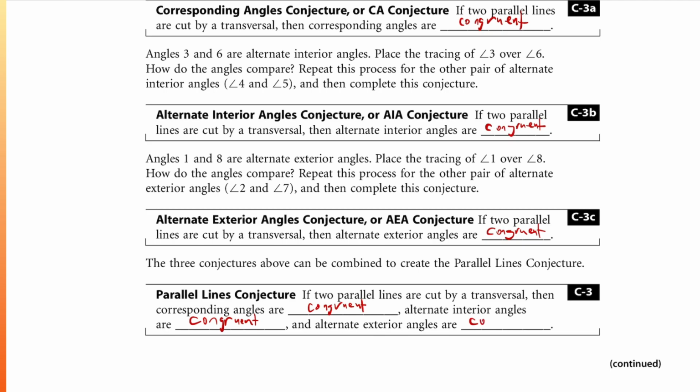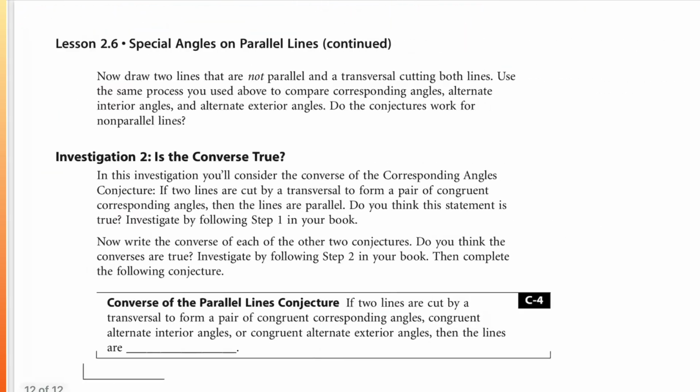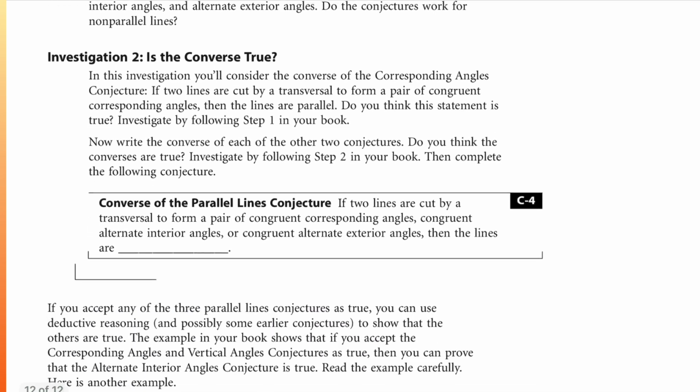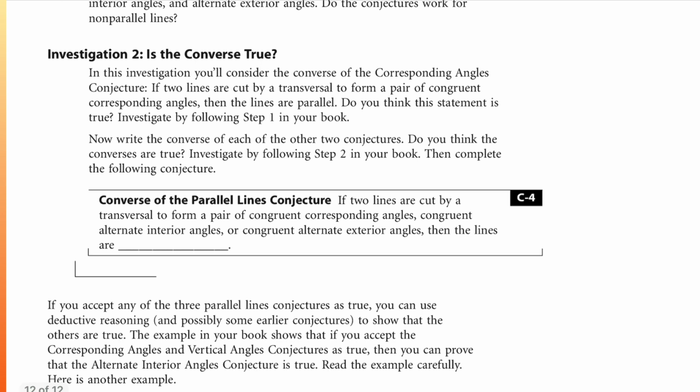If two lines are cut by a transversal to form a pair of congruent corresponding angles, congruent alternate interior angles, or congruent alternate exterior angles, then the lines are parallel. So that's called the converse. This time they're saying if those angles are congruent, then the lines must be parallel. This one was saying if the lines are parallel, then those angles are congruent. So I think it's going to be a lot easier just to look at an example.